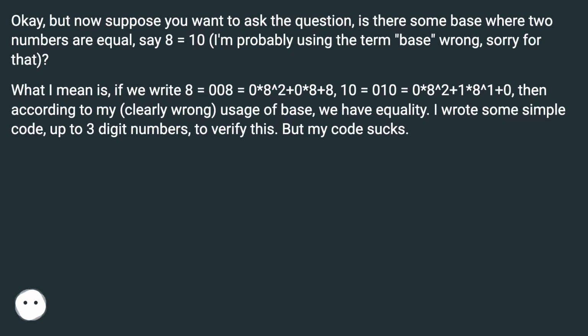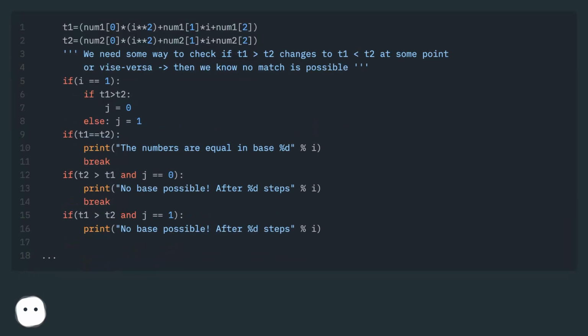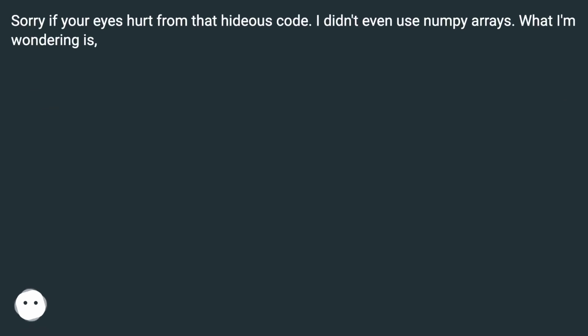I wrote some simple code, up to 3-digit numbers, to verify this. But my code sucks. Sorry if your eyes hurt from that hideous code. I didn't even use numpy arrays.